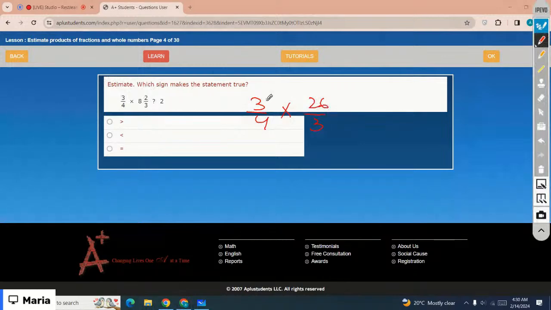So 3 times 1 is 3. They can cancel out. You are left with 26 over 4. But you cannot divide 26 by 4 because you do not have 26 in the table of 4. So you can replace that 26 with 28 because you have 28 in the table of 4, right? So 4 times 7 is 28. You have to compare 7 and 2. So which is the correct option?